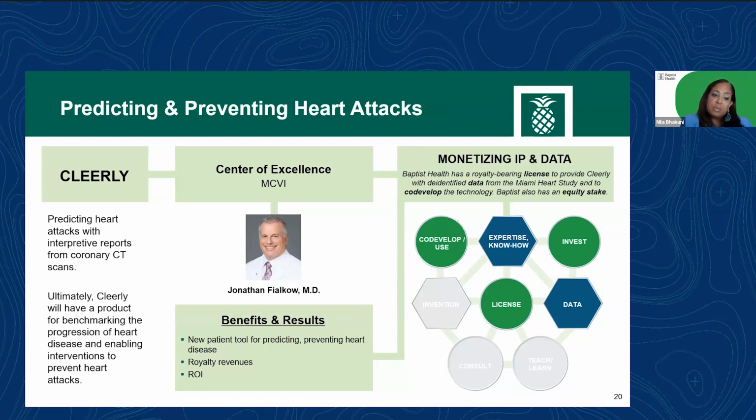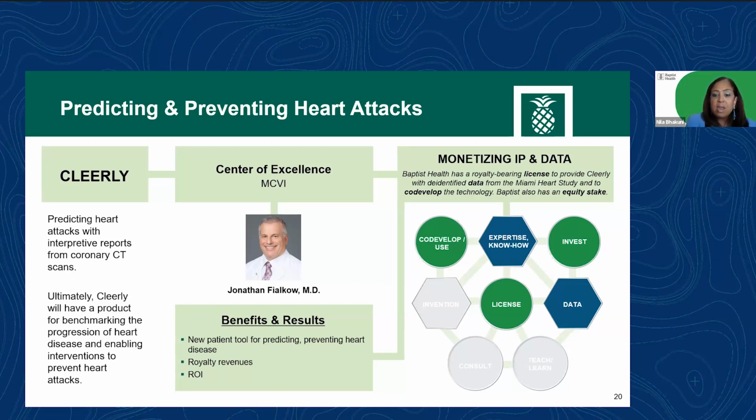The next opportunity we had was with a company called Clearly, which is an AI company in heart disease. And this one was really about images, and we use coronary CT scans. What was interesting is that we have a study called the Miami Heart Study. It was about 2,400 asymptomatic patients that were examined, and everyone got CT scans. And what we did was we used these images for this product in collaboration and a license with them. The data was de-identified, and the tool does two things.